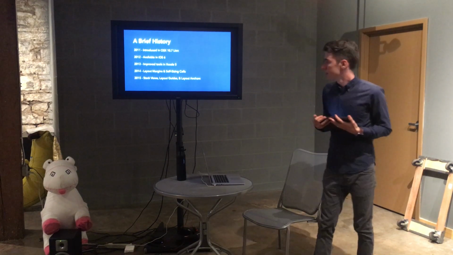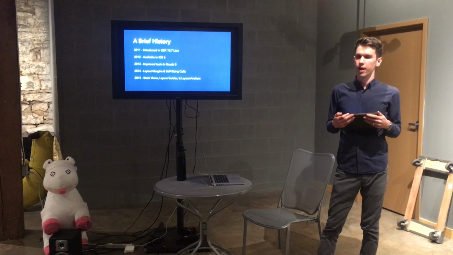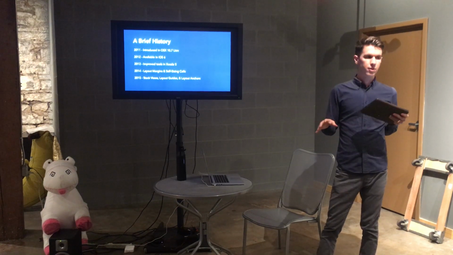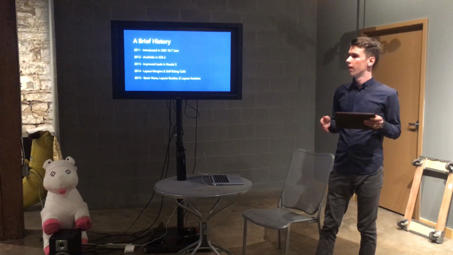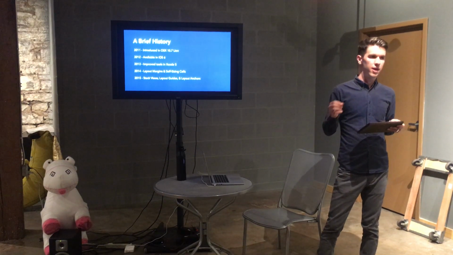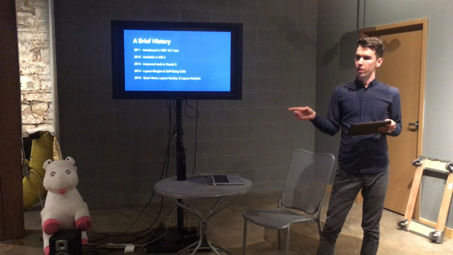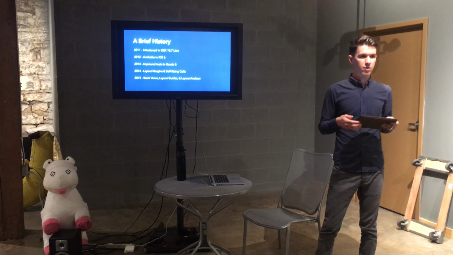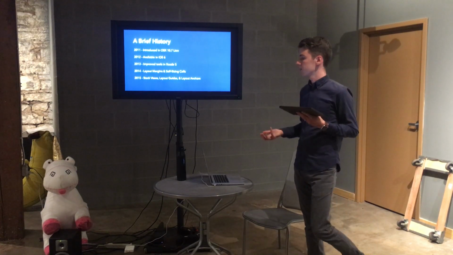In 2013, there were some improved tools in Xcode 5, so you had the ability to preview different orientations and device sizes in Interface Builder by just tapping a few buttons on the bottom right corner, which hopefully you know about. It's really helpful, especially when you're dealing with size classes.